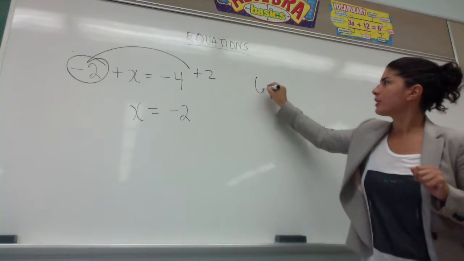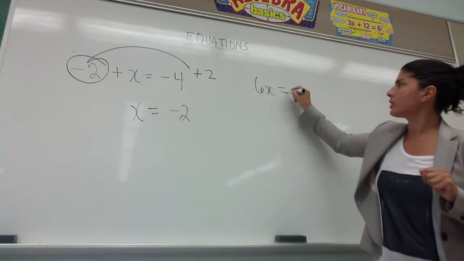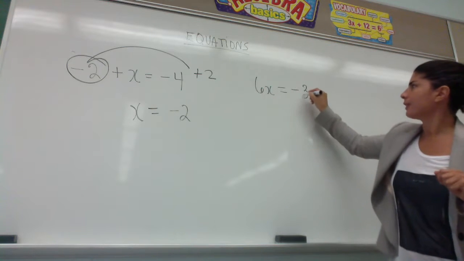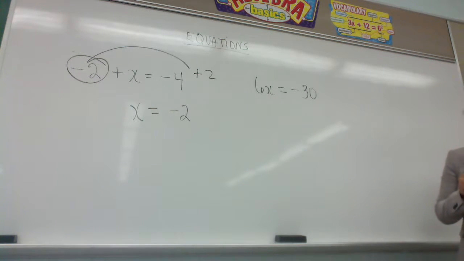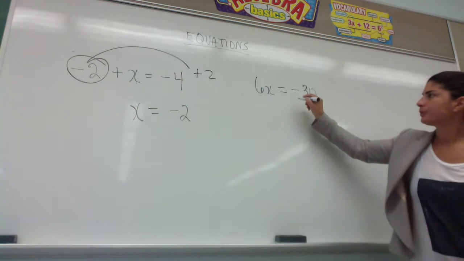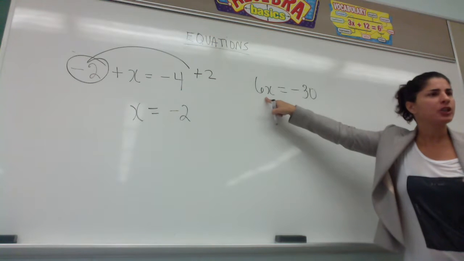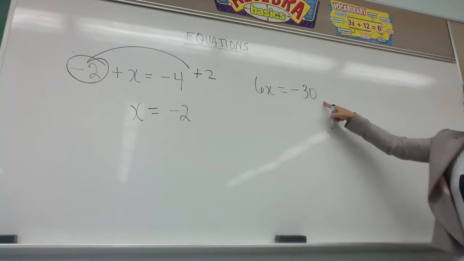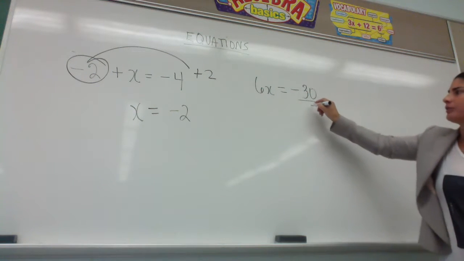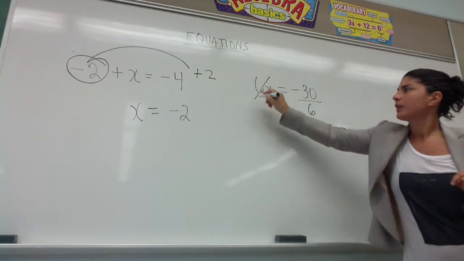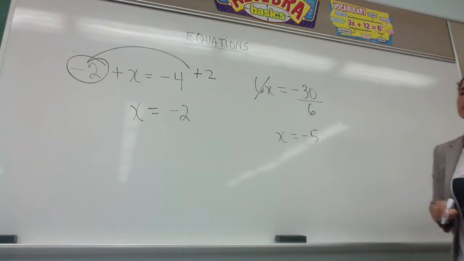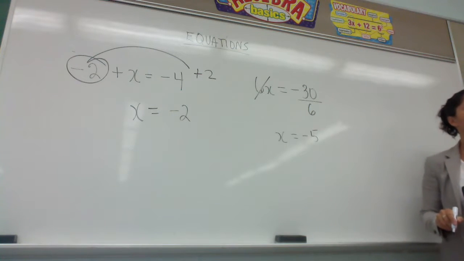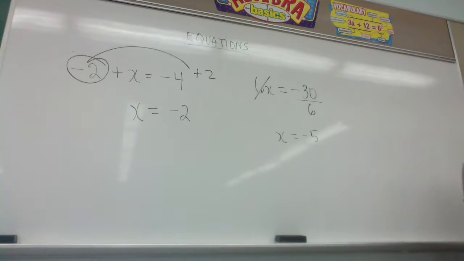Next question. 6x equals negative 30. What do you do? This is a multiplication. So you make it a division. x is equal to negative 5, correct? And we'll do one more. One more.